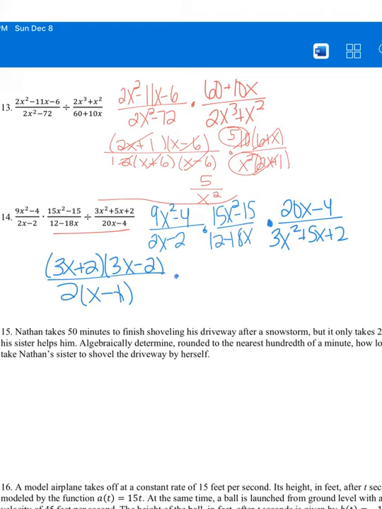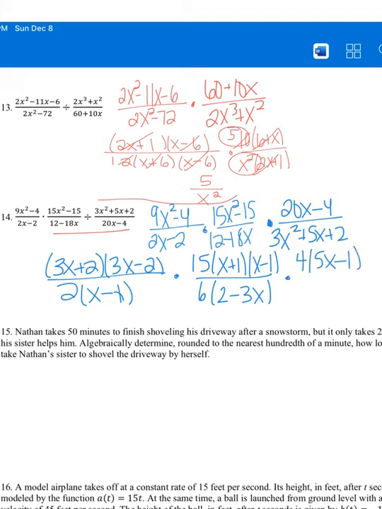times 15x squared minus 15. GCF is 15. You are left with x plus 1 times x minus 1, because you can do the difference of two squares. 12 minus 18x, GCF is 6. You are left with 2 minus 3x. Times 20x minus 4. Take out a 4. You're left with 5x minus 1. Divided by, the product on this bottom part gives me 3x plus 2 times x plus 1.